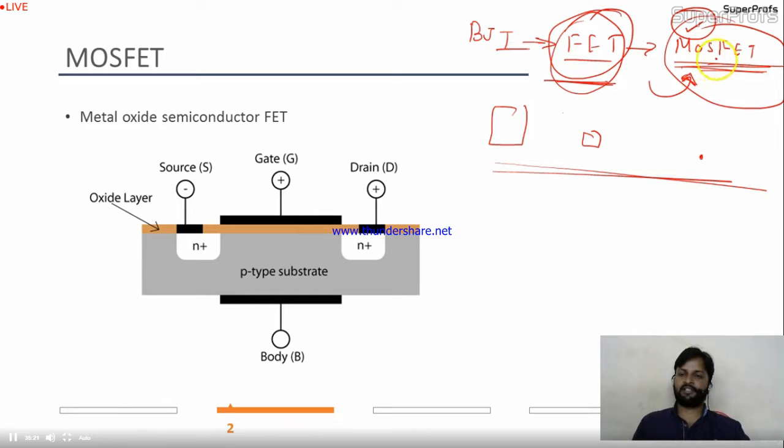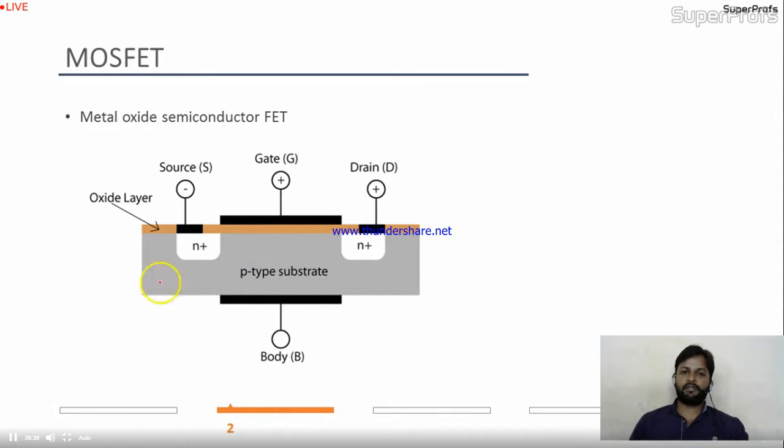The fabrication of MOSFET is very easy nowadays in ICs. Basically we are using the MOSFET. So friends, briefly I will tell you how it works. MOSFET is divided into two categories.